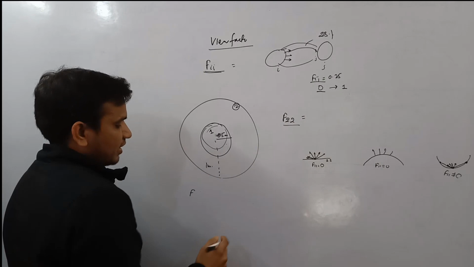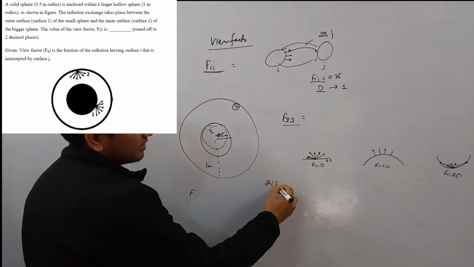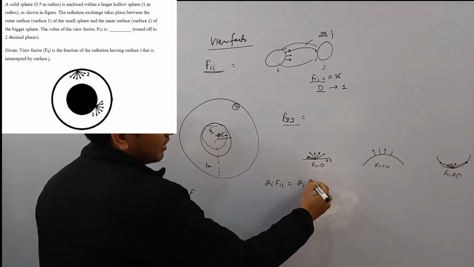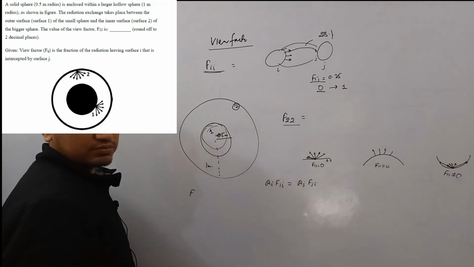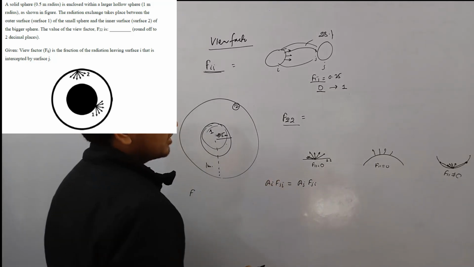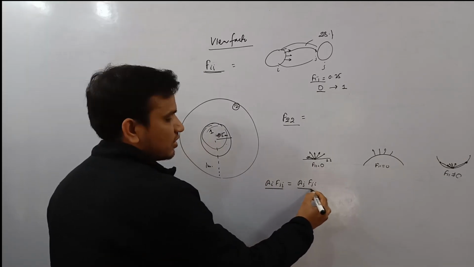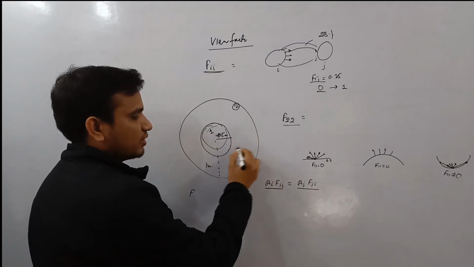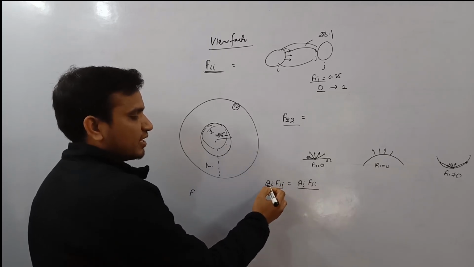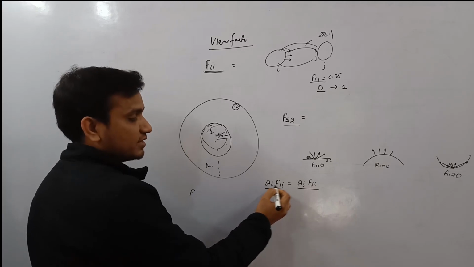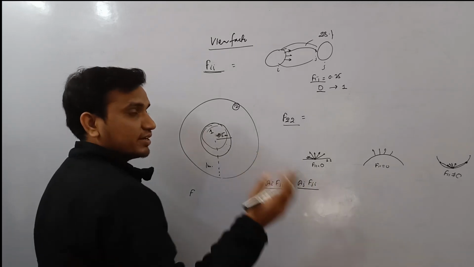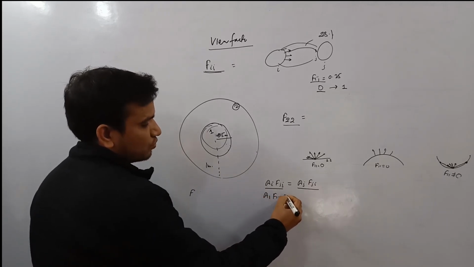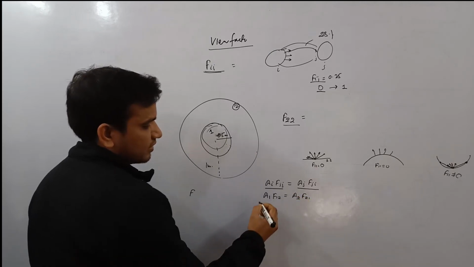Now we need to find this F22, and there is also a concept, that is, area of I times the view factor Fij is equal to area of J times the view factor Fji. This concept tells you that if the two bodies I and J are of different areas, then the amount of radiation from I to J multiplied by the area of surface I will be equal to the area of surface J times the amount of radiation falling from J to I. So here A1 F12 will be equal to A2 F21.